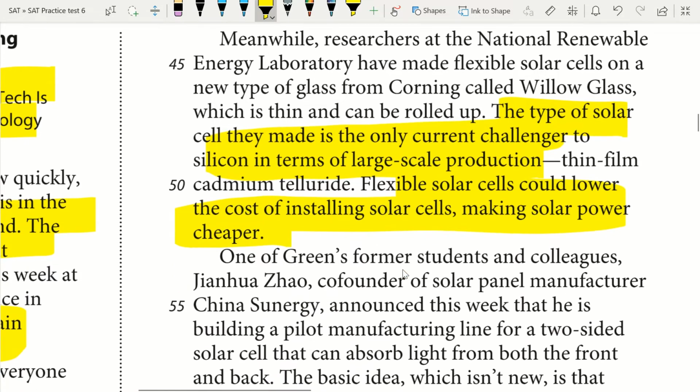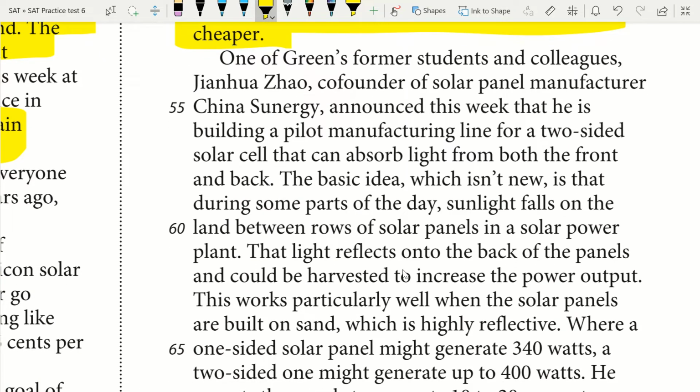One of Green's former students and colleagues, Genoa Zhao, co-founder of solar panel manufacturer China Sunergy, announced this week that he is building a pilot manufacturing line for a two-sided solar cell that can absorb light from both the front and back. The basic idea, which isn't new, is that during some parts of the day, sunlight falls on the land between the rows of solar panels in a solar power plant. That light reflects onto the back of the panels and could be harvested to increase the power output.